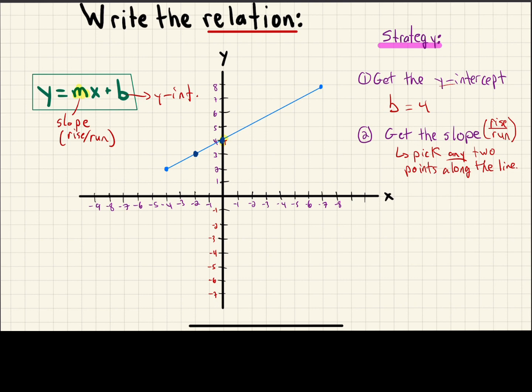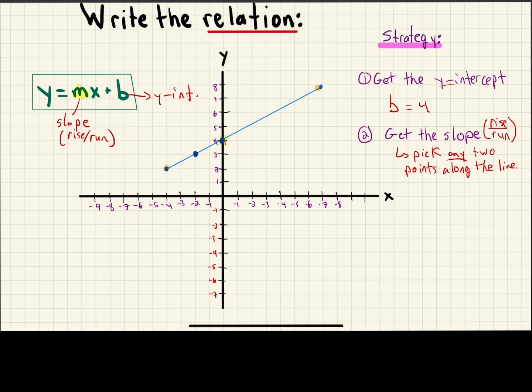The second part of the strategy would be to get the slope of the line or the rise over the run. Now to do this, you can really pick any 2 points along the line. People tend to traditionally pick the first and the second point, and that's fine. You would get the same value. But remember, since this is a straight line with a constant relationship between the variables or constant first differences, it really doesn't matter which points you pick.